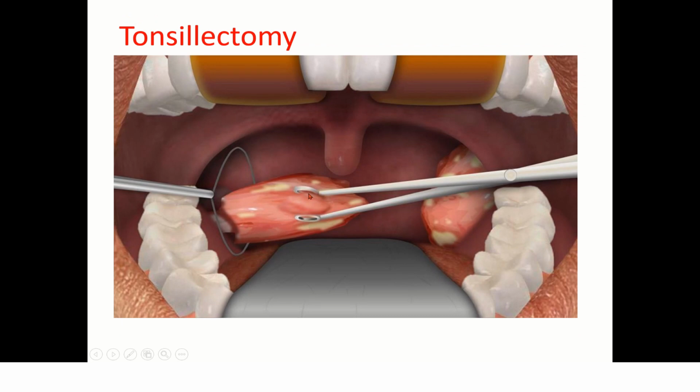So this is the procedure where the tonsils are being removed.